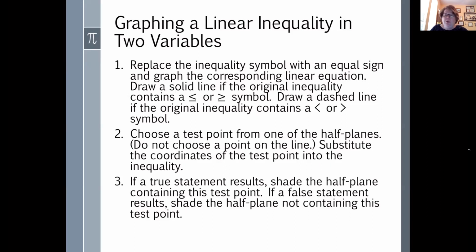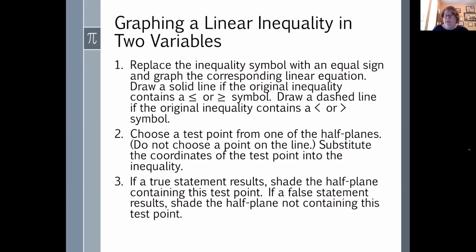2. Choose a test point from one of the half planes. So when you graph this line, there is a half plane above the line and a half plane below the line. Or if it's a vertical or horizontal line, to the left or to the right of a vertical line, or above or below a horizontal line. So you're going to choose a test point in one of these half planes. Do not choose a point on the line.